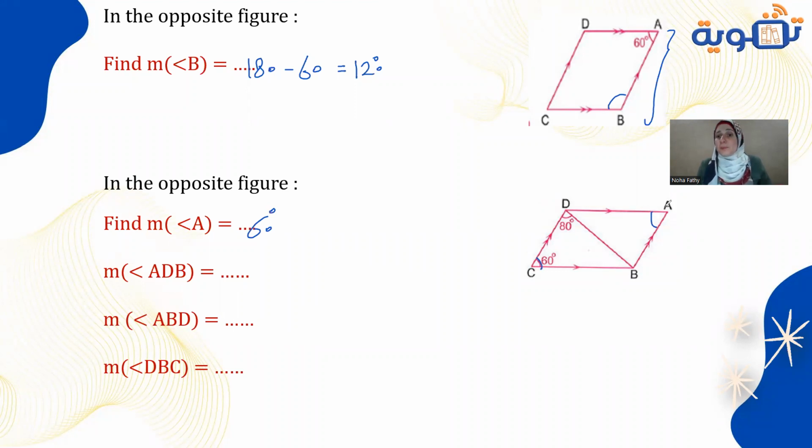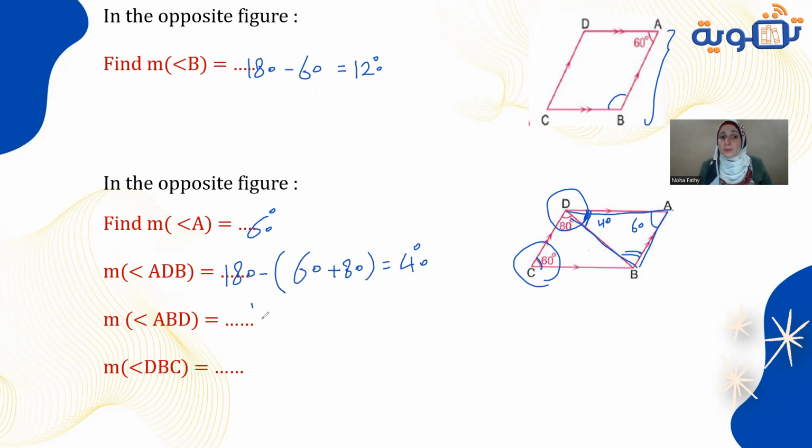I want angle ADB. This angle: angle D and angle C are consecutive angles, and their sum is 180. So I'll write 180 minus 60 plus 80, equals 40 degrees. Now ABD. You want this angle. We said here 60 and here 40. This is a triangle, and the sum of three angles in a triangle is 180. So I'll write 180 minus 60 plus 40, equals 80 degrees.